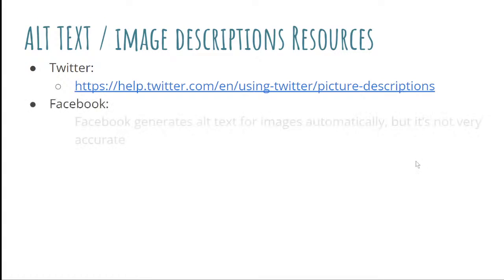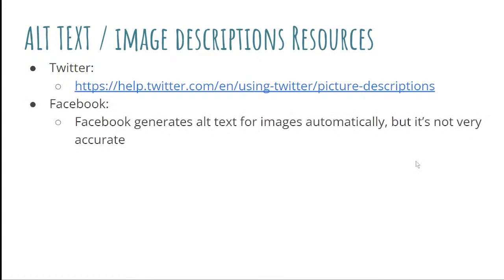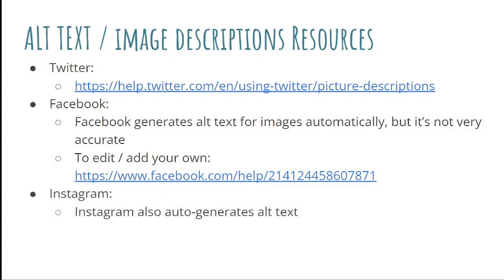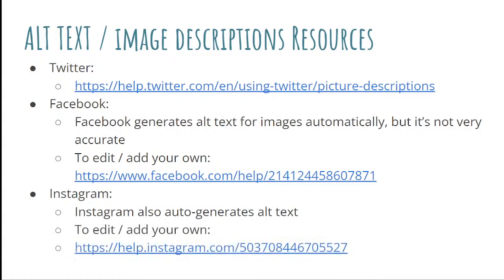For Facebook, they do generate alt text for images automatically, which is kind of nice, but it's not very accurate at all. It's really only accurate if the image is completely text. So the best thing to do is to go in there and edit it or to add your own alt text, similar to how you would do with auto-generated captions. There's instructions for that here as well. For Instagram, it's the same thing as Facebook. They auto-generate the alt text and you can edit it or add your own, and there's the instructions as well.